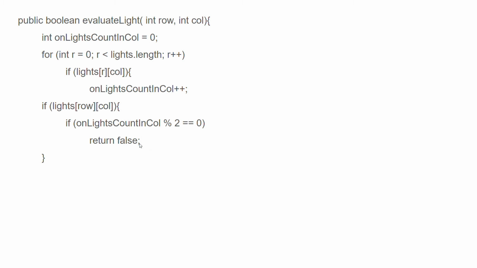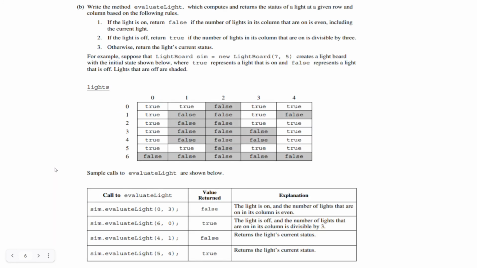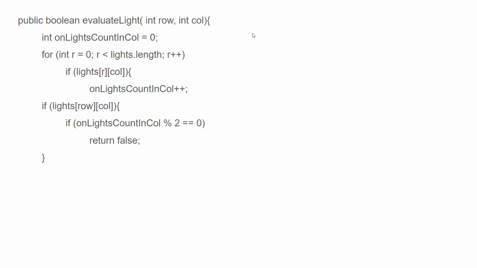We're not done there yet. We still have 2 more steps to go. This is our second test case. So if it is off, and that's what the else does, let's go back to here. If the light is off, return true, but only if the number of lights in its column that are on is divisible by 3. So let's see if we're doing that. The else basically accounts for the fact that if this is true, then this is else, and this condition is going to be satisfied automatically. The else is a complement to the if conditional.